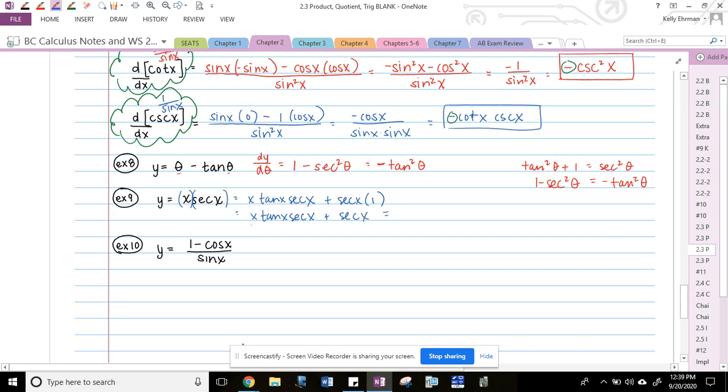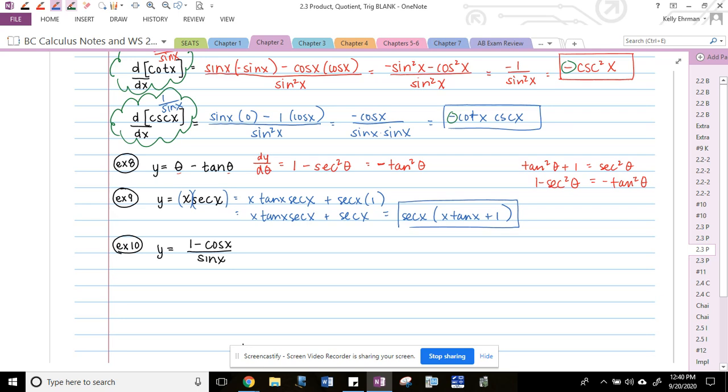I could stop there on a free response, or maybe I'm looking for my answer in a multiple choice, so I factor out a secant x. Secant x times x tangent x plus 1. Remember, tangent x plus 1 is not equal to secant, so that's as far as it could go. And your answer could be in this form or in the previous form.